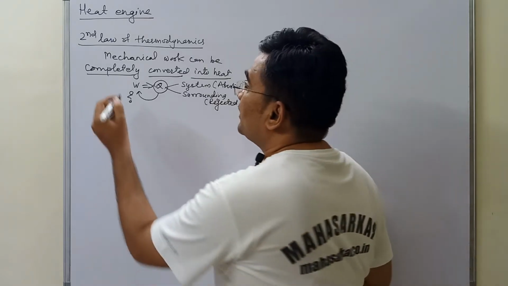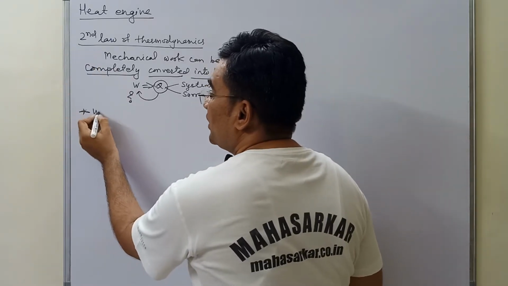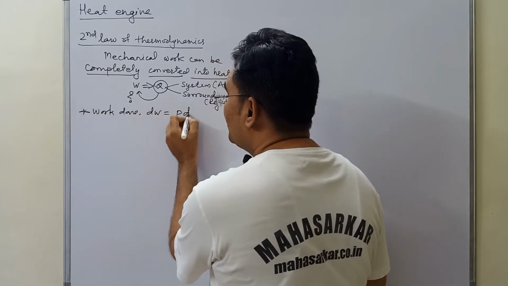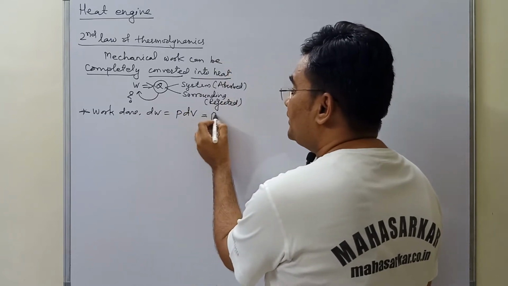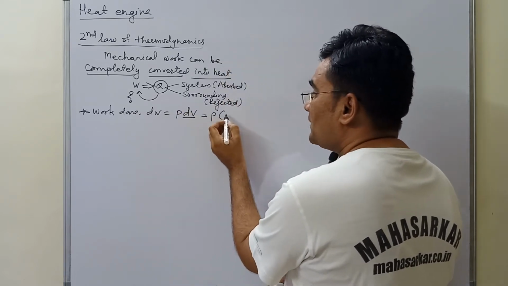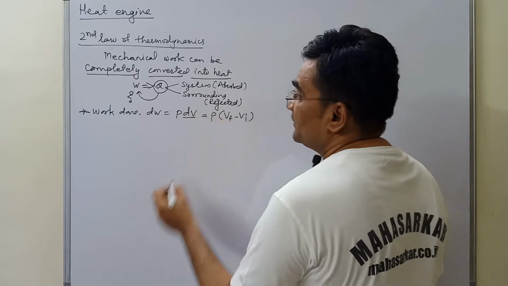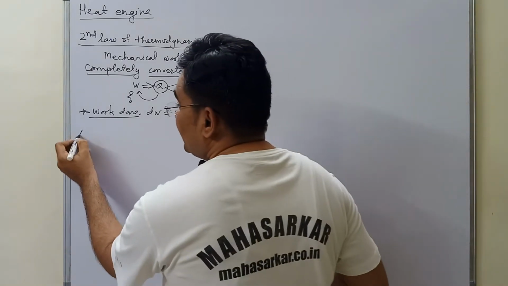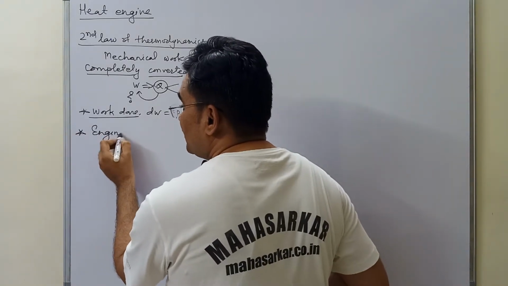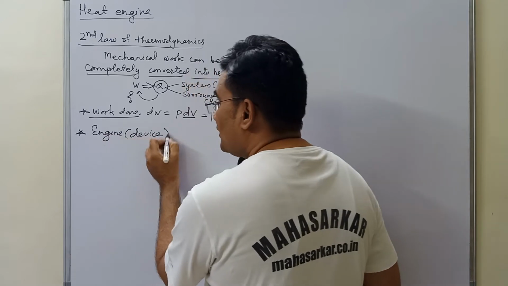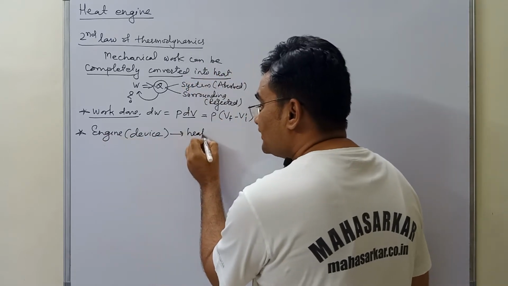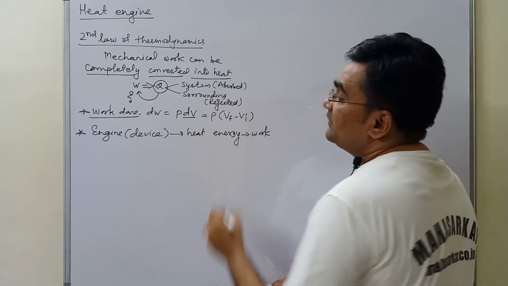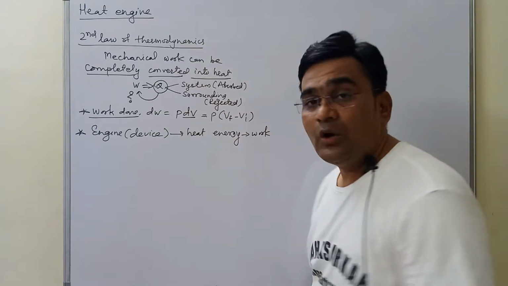Now, before again proceeding with that, we know that work done due to heat, dW, can be given by P into dV, where the change in volume is final volume minus initial volume. Okay, this we already know. So what is heat engine? Then I will say the engine or device which converts heat energy into work, then that device is called as heat engine.